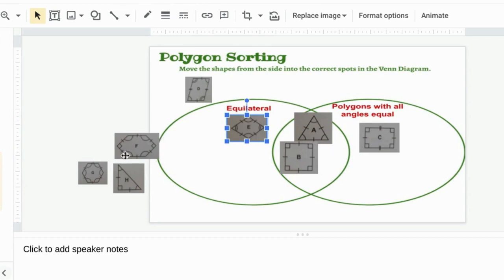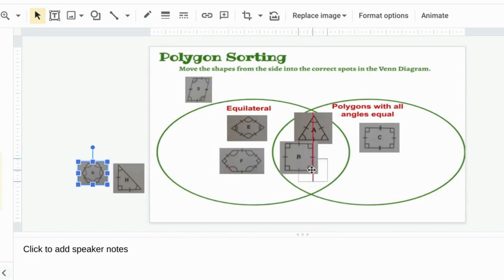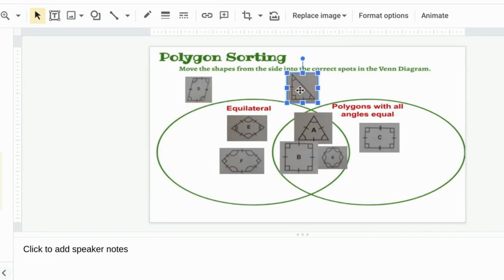F, our sides are the same length, our angles are not, so it also will be here in this left-hand circle. And then G, all our sides are the same length, they're marked that way, and all our angles are the same. So that is going in the center part here. And our last one, our sides are not marked the same, also our angles are not marked the same, so it is outside. So there you go.